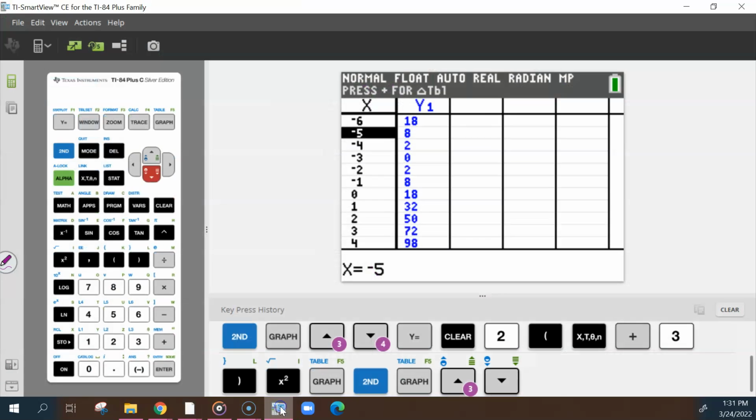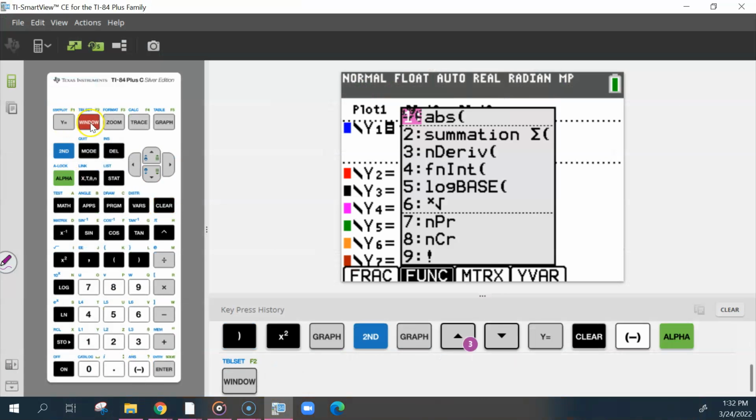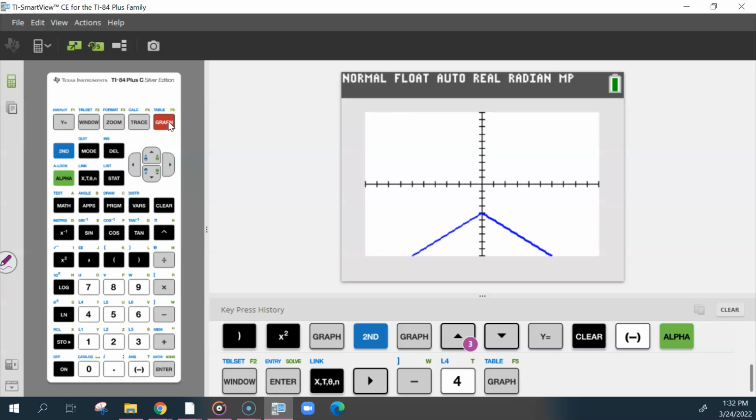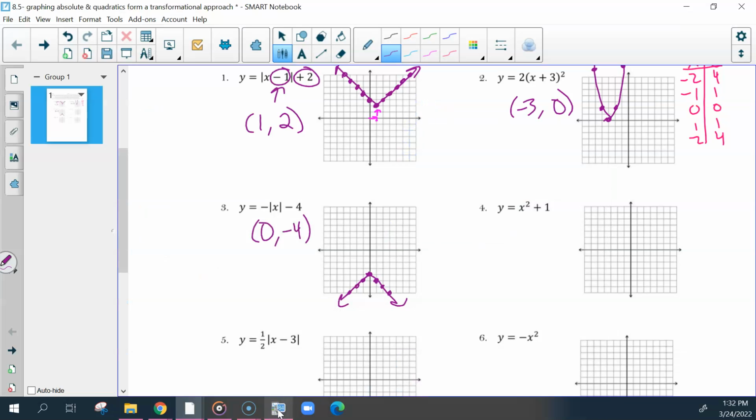And just to double check, there's our graph, there's our table, and as you look and see, those points do match.